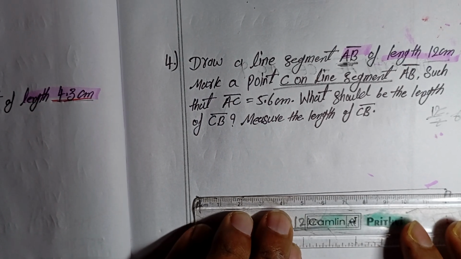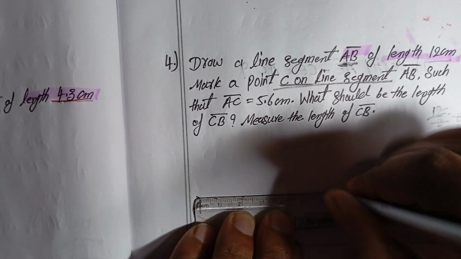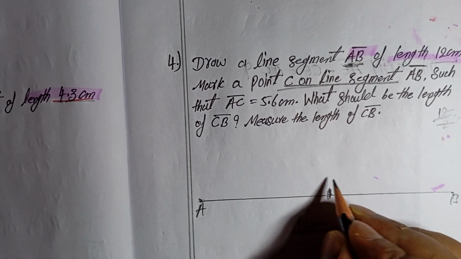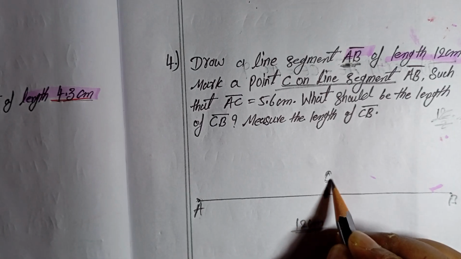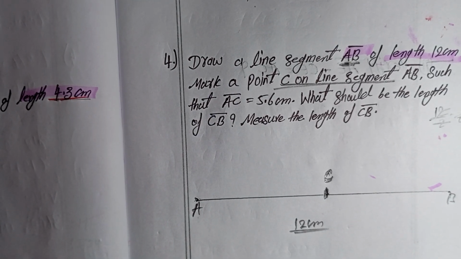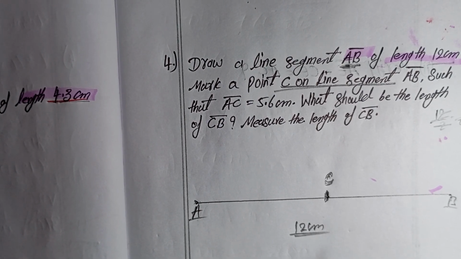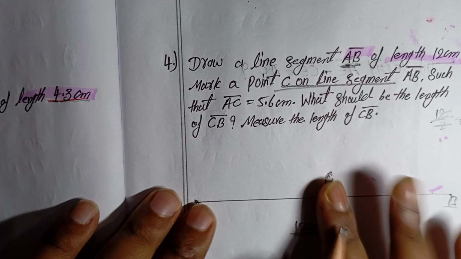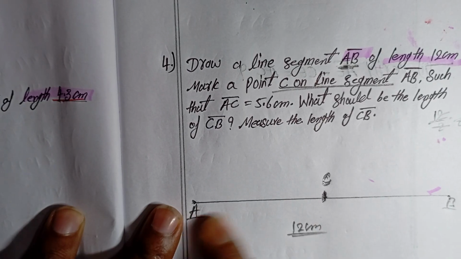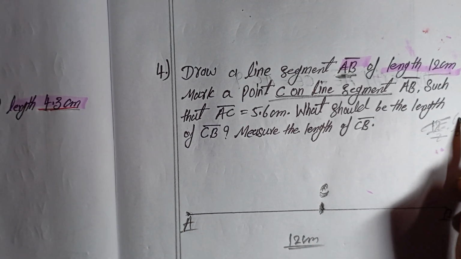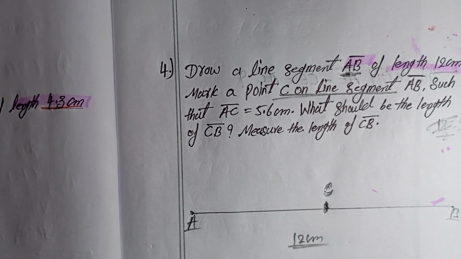So let's suppose this is 6 centimeter, here. Let's put C. Whenever it is telling you to put another point between A and B, put that in the middle only. If it is 12 centimeter, then what is the middle part? The middle part is 6 centimeter. So 6 centimeter I put it.